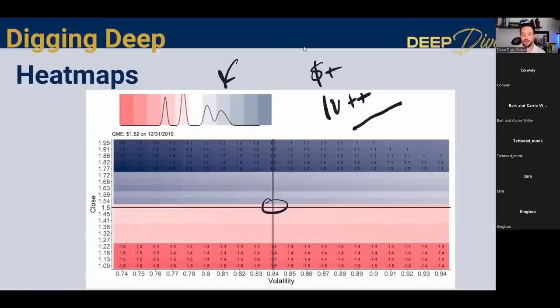Anyway, never again. The idea is there's something that is a general rule when it comes to stocks and gamma squeezes.